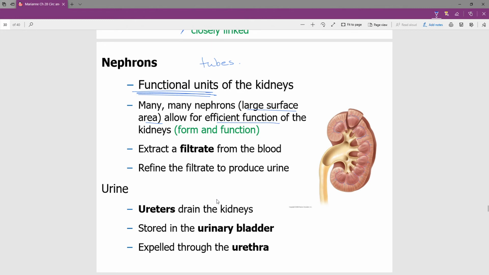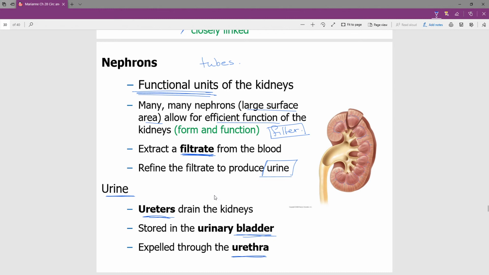We're going to filter in our kidneys. There's a lot of exchange of materials, and so if we have a large surface area, we're going to have more efficient function. The key job of the kidneys is to make a filtrate of the blood, or to filter the blood, and refine that filtrate into urine. That's the output of the kidneys, urine going into the bladder. So urine as the output drains into ureters, and then the bladder, and then out through the urethra.